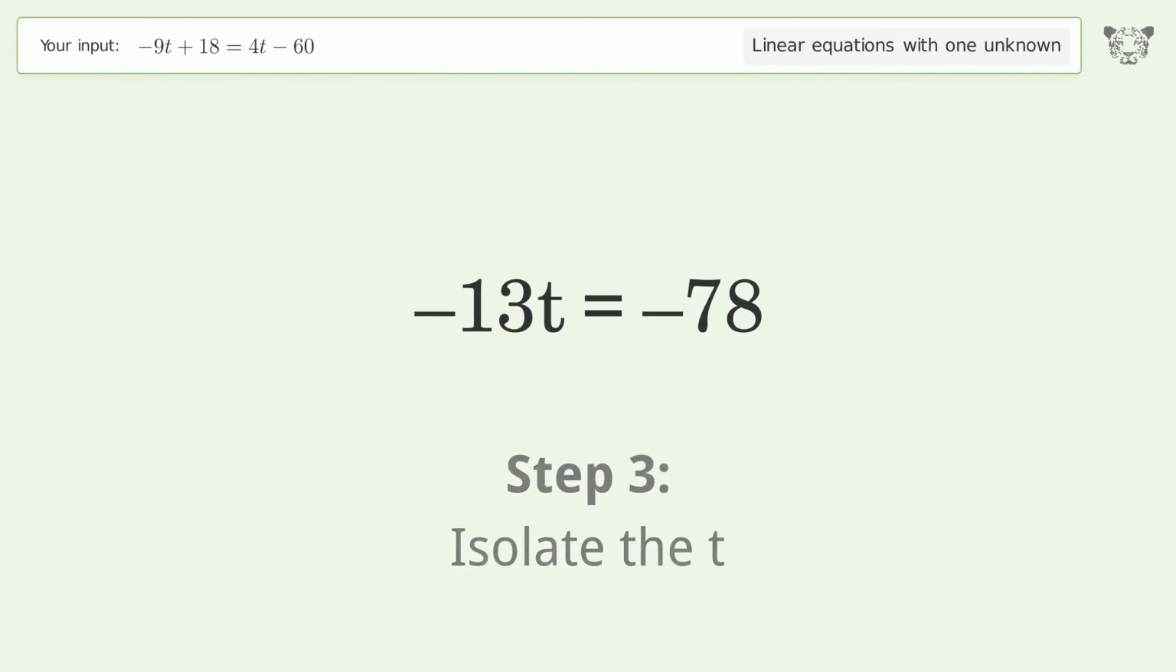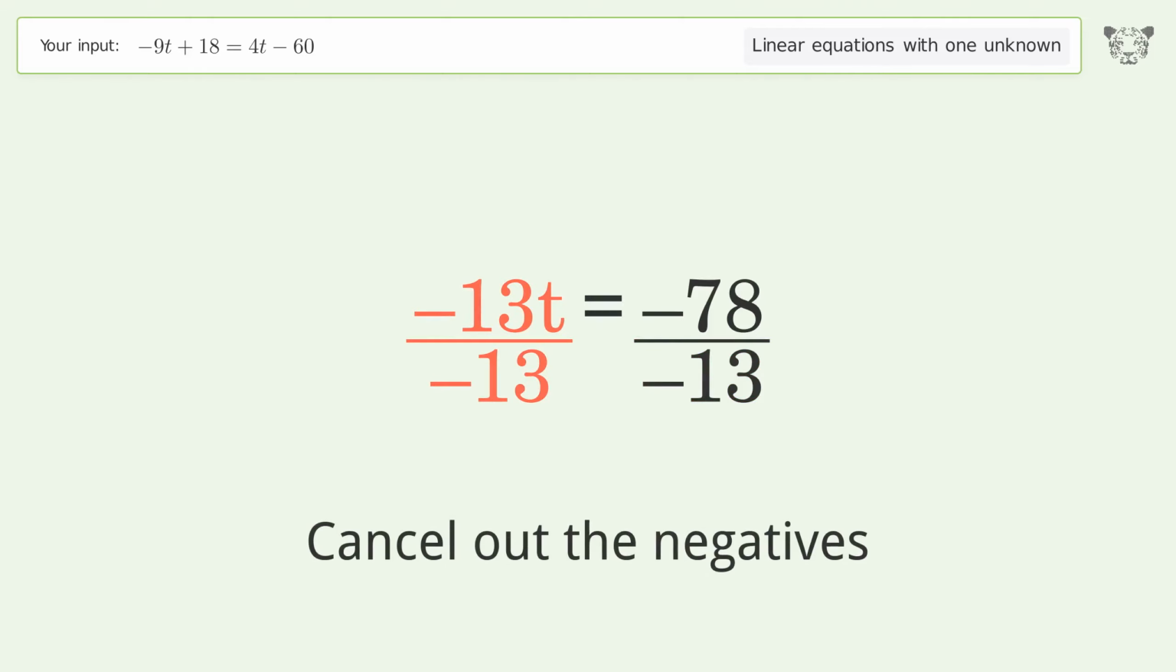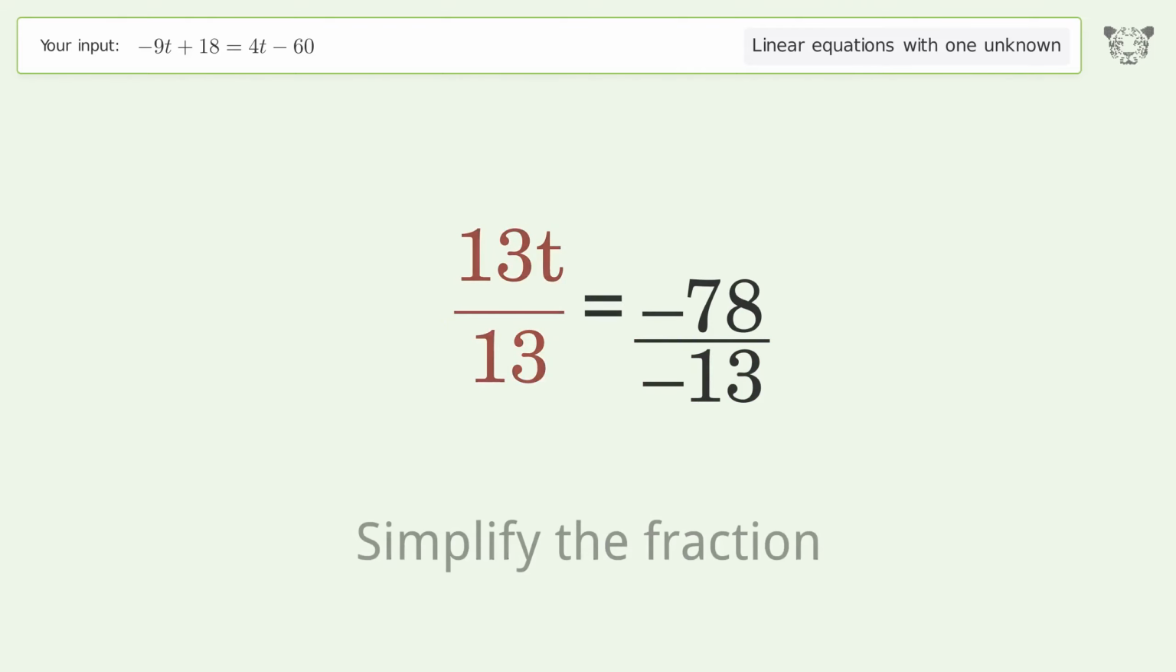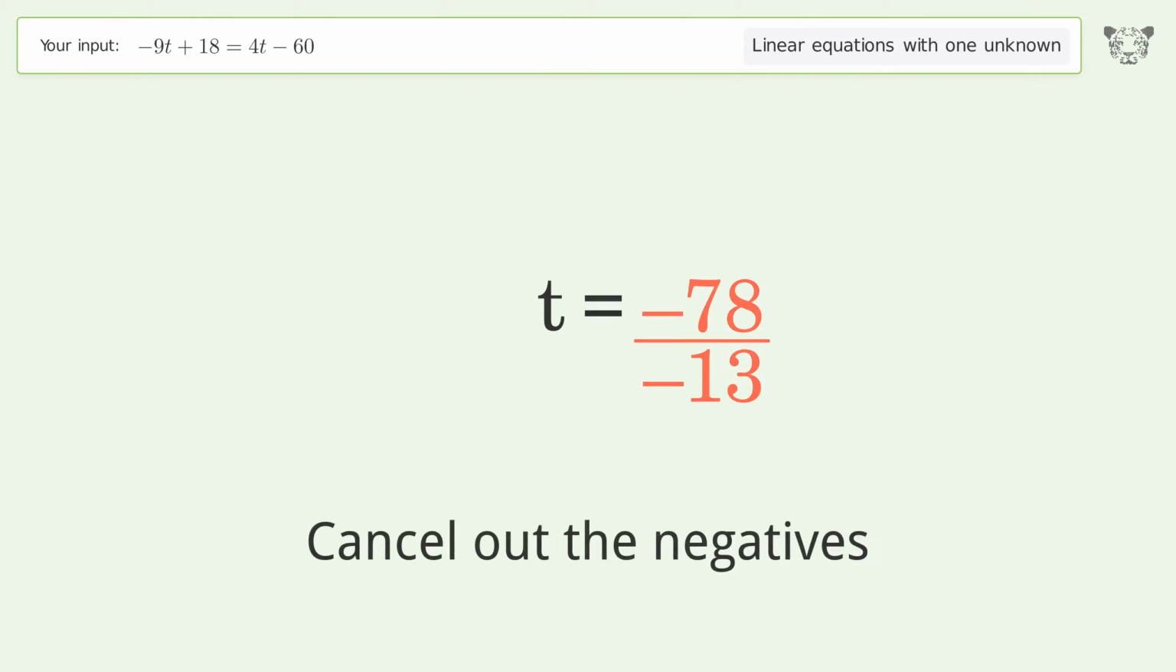Isolate the t. Divide both sides by -13. Cancel out the negatives. Simplify the fraction. Cancel out the negatives.